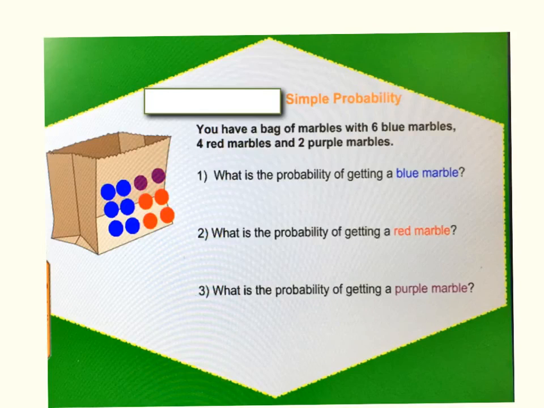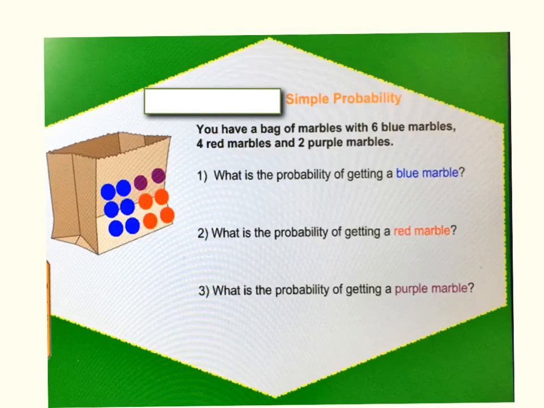All right, these are some problems that you should be familiar with. If I'm trying to find the probability of getting a blue marble out of this bag, and you can see the bag has 6 blue marbles, 4 red marbles, and 2 purple marbles, what is the probability of getting a blue marble?